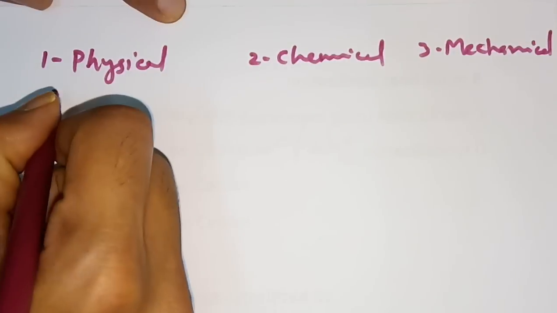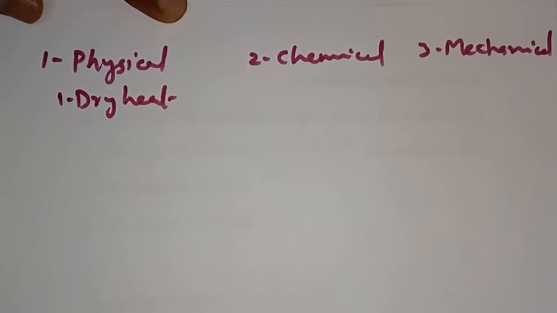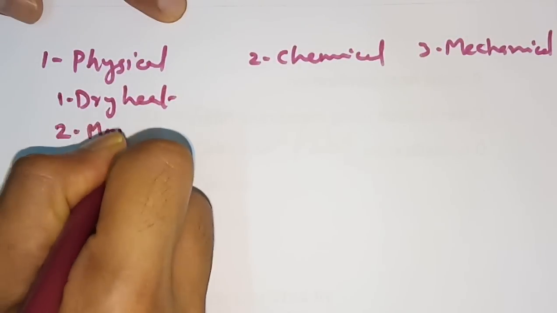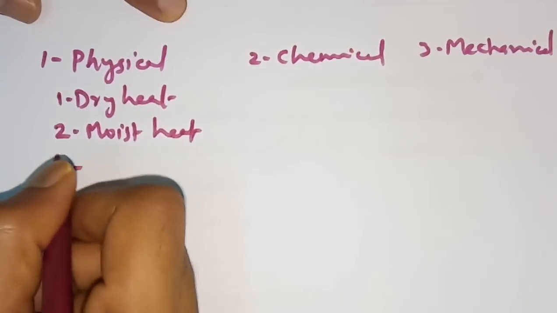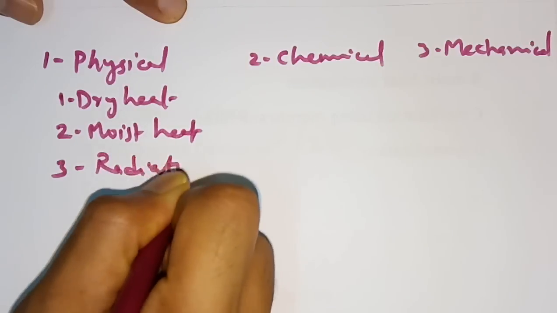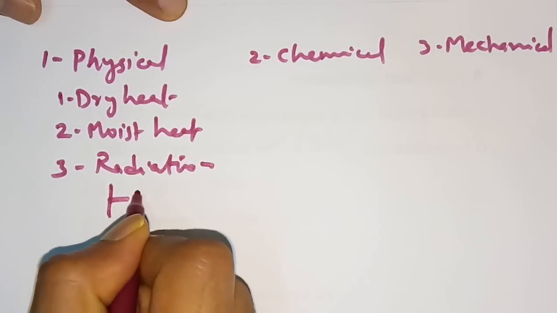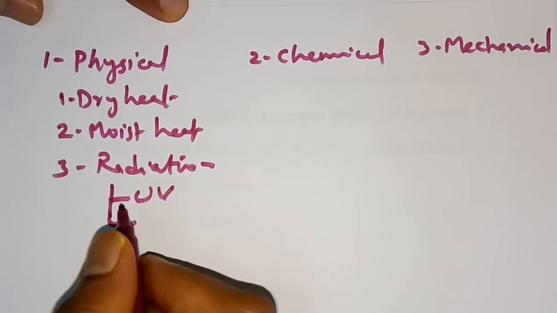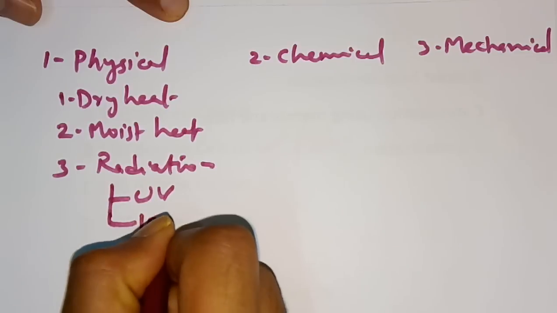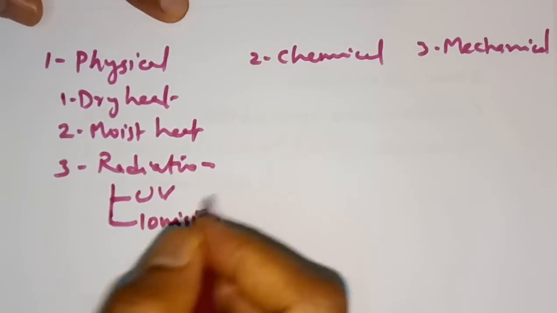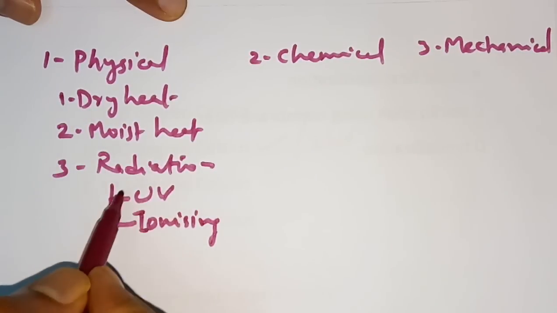In the physical method, the first option is dry heat sterilization. The second one is moist heat sterilization. Then the third one is radiation sterilization, which uses two types of technique. One is with UV rays, another one is with gamma rays and X-rays, that is ionizing radiation. These are the different types of physical method: dry heat, moist heat, radiation technique.